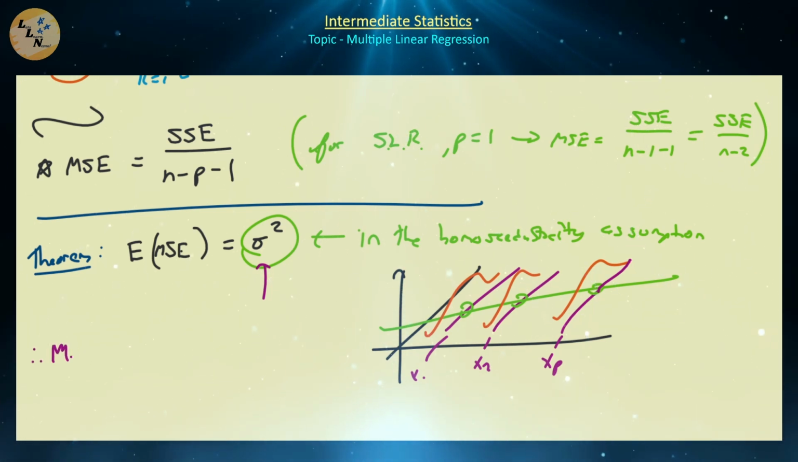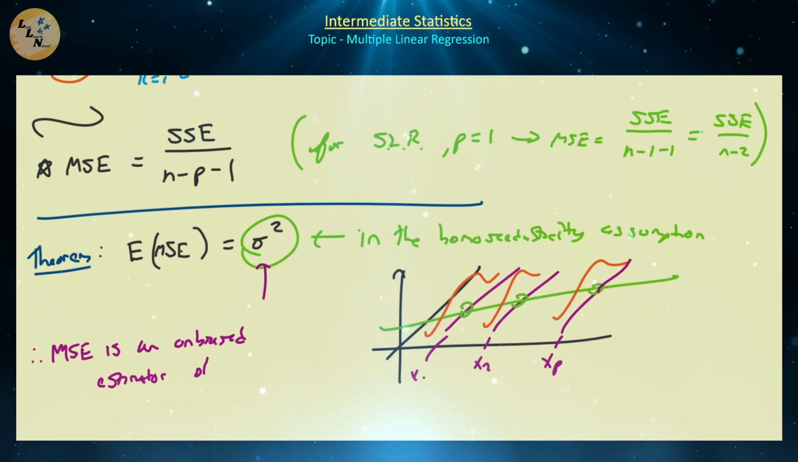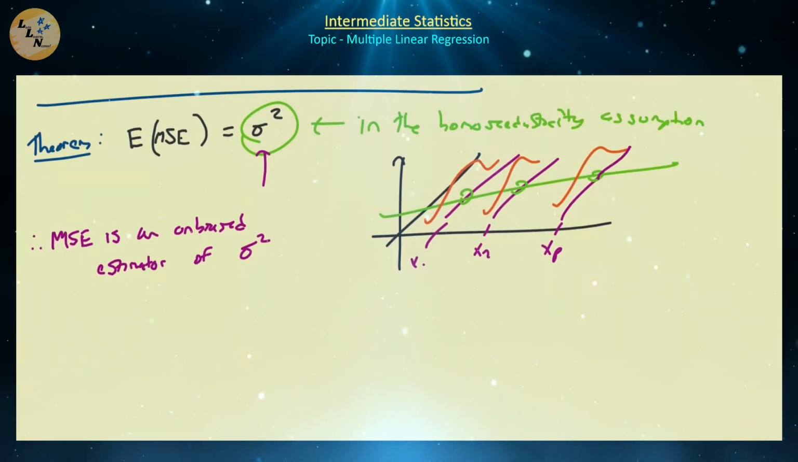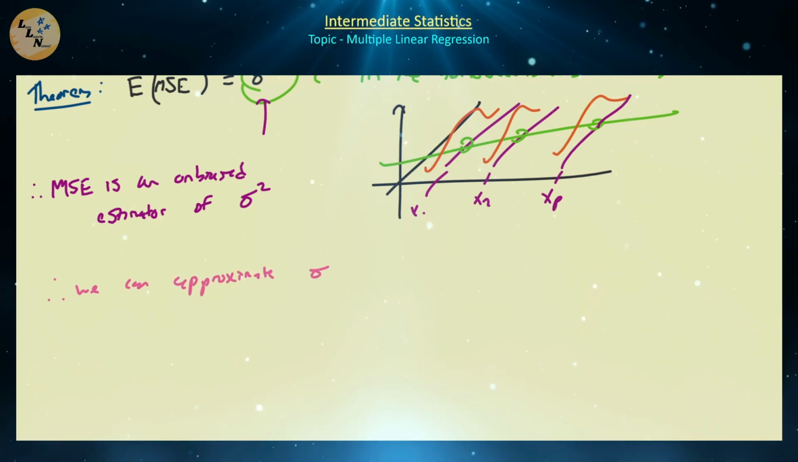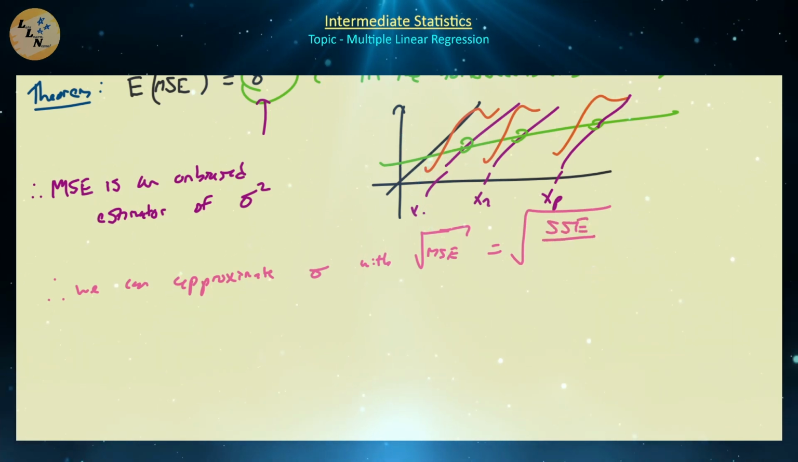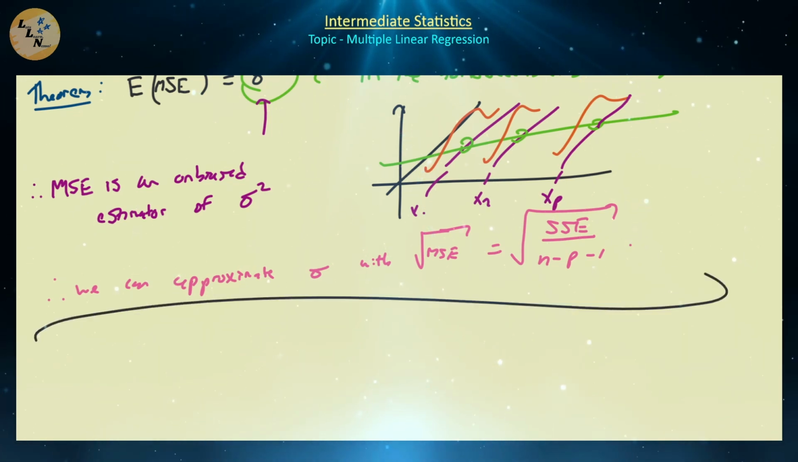So MSE is an unbiased estimator of our homoscedasticity assumption and variance, which is going to come in very handy a little bit later on. Therefore, if our goal is to approximate sigma, we can approximate the standard deviation sigma with the square root of the MSE, or equivalently the square root of the error sum of squares, the sum of squared residuals, divided by n minus p minus 1 for the multiple linear regression model.